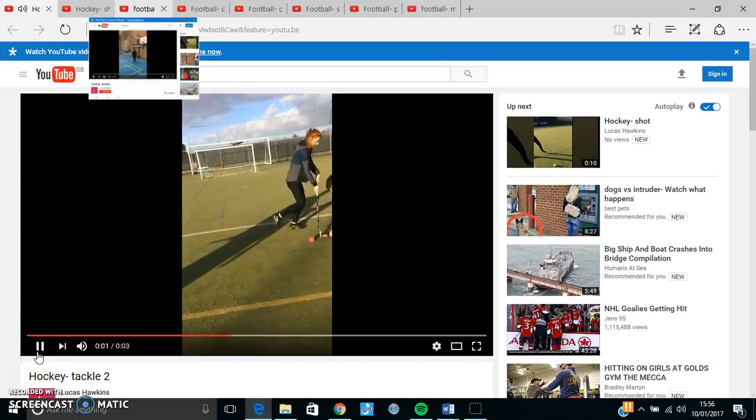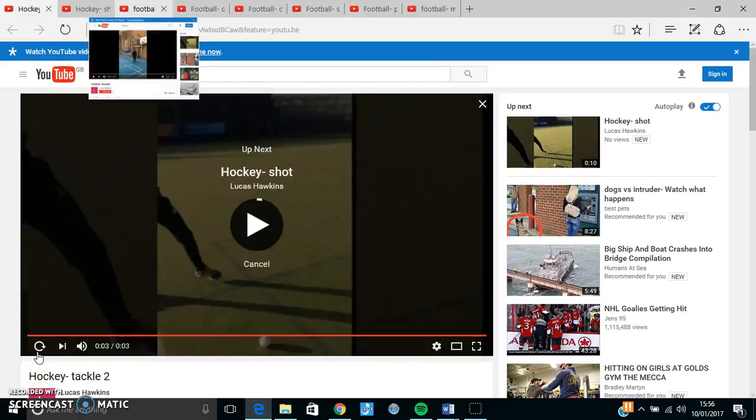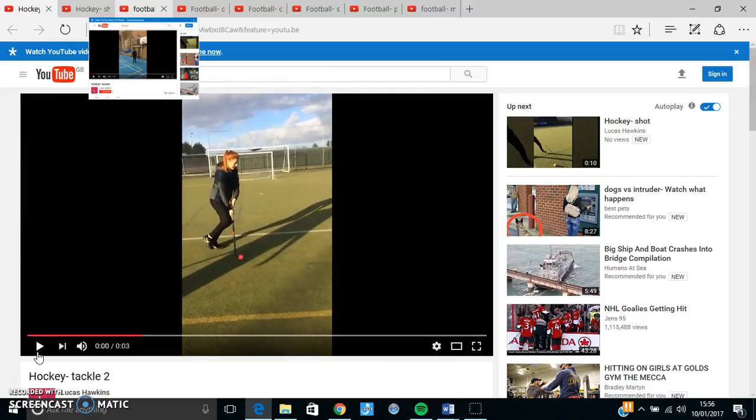This is another example of a tackle. This sort of tackle would usually be from a defender because of the position I was in. I was in front of the ball rather than side on like the previous video, so this could be an attacker running onto the defensive line.